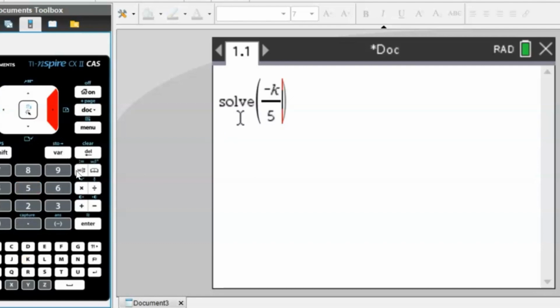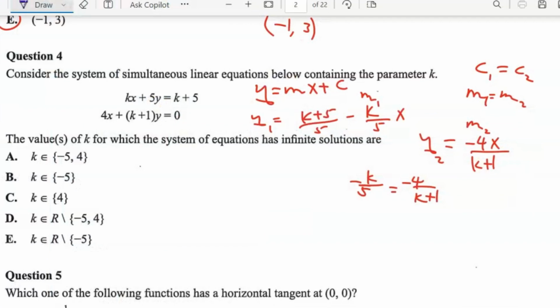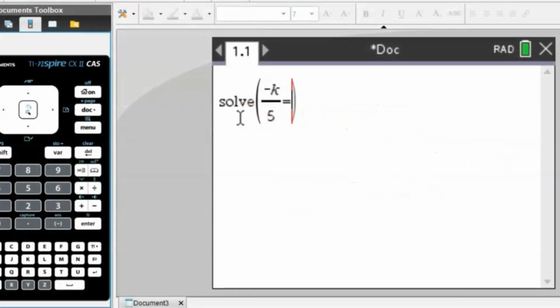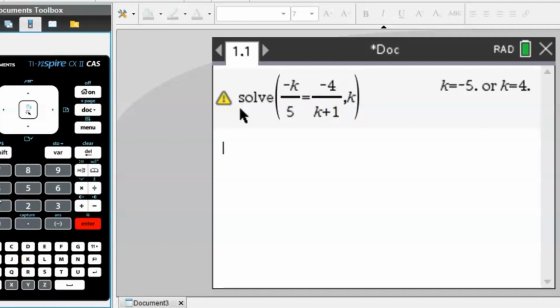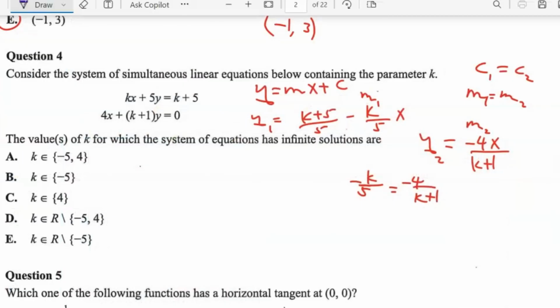And negative 4 over k plus 1. Solving for k, that gives us k has to be negative 5 or 4. So let's write it down: the k value is negative 5 or 4.